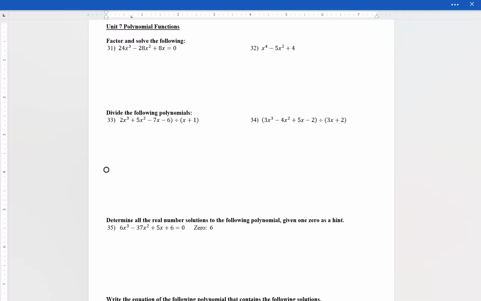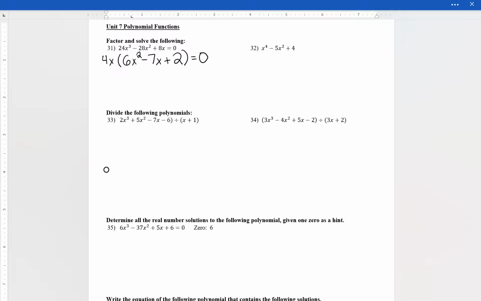First question we're going to go over is 24x cubed minus 28x squared plus 8x equals 0. So we need to factor and solve. First thing I notice about all of these numbers, they all have a 4, and they all have an x. So let's do a GCF of 4x. I'm going to factor that out, so I get 6x squared minus 7x plus 2 equals 0.